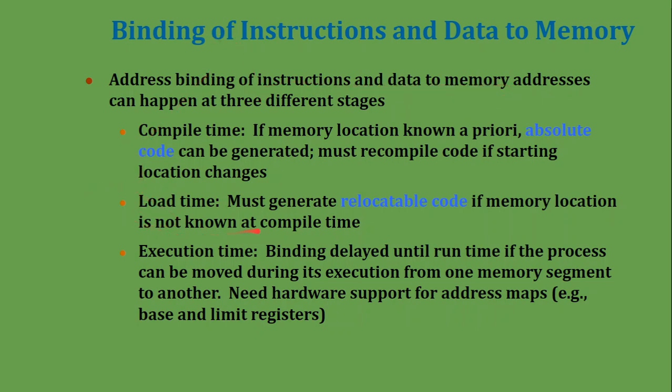Then it is load time. When you load a particular part of the memory or the data, the system should generate relocatable code. Relocatable code is code that is with respect to the memory address. Since the memory location is not available to the system at compile time, only after compilation will the system be able to know the memory address. So the system should generate relocatable code, meaning the address can be relocated by some mapping.